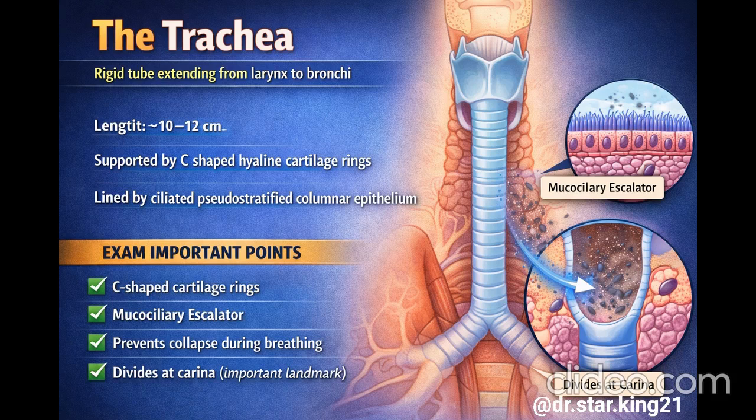It is lined by ciliated pseudostratified columnar epithelium, which is the same as seen in the nasopharynx. Exam focus points are C-shaped cartilage ring prevents collapse during breathing, divided at carina, and mucociliary clearance mechanism.